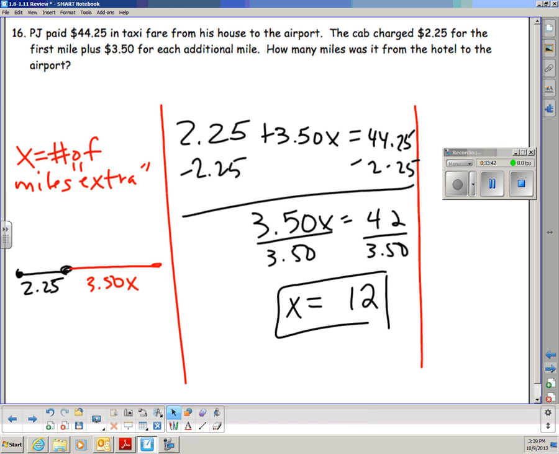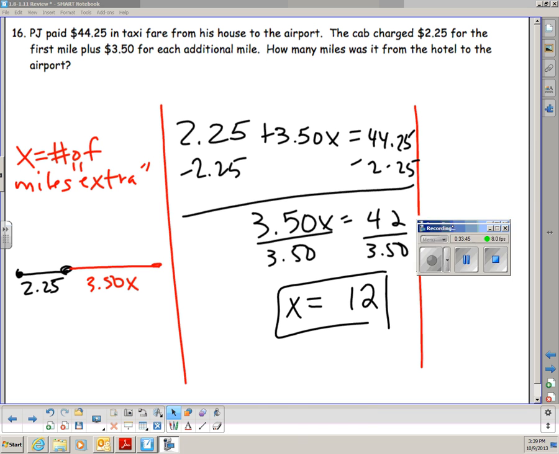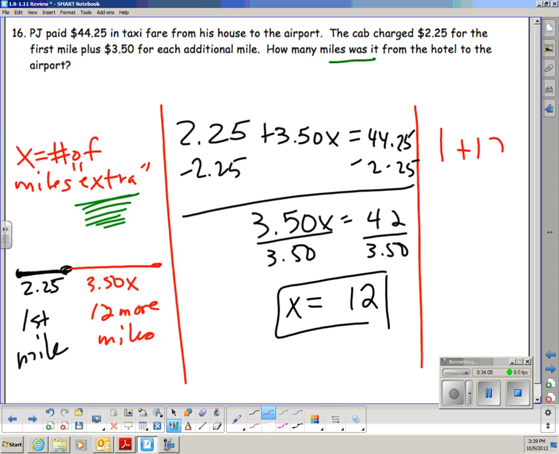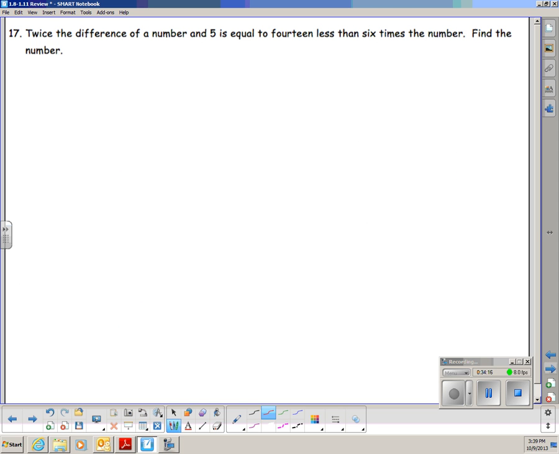Now, this is where it gets tricky, and everybody messes this up. It says, how many miles was it from the hotel to the airport? x is the extra miles, because he already went the first mile with the 2.25. That was the first mile. And so x is now 12 more miles. So to figure out the final answer, I got to take my 1 mile I traveled plus the 12 additional to get a total of 13 miles. That's tricky.